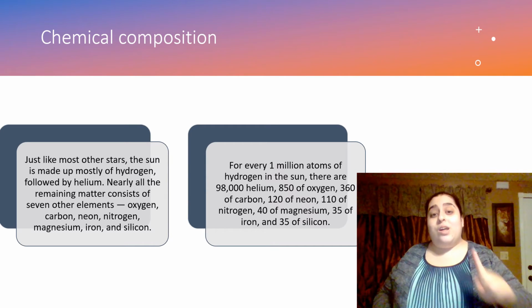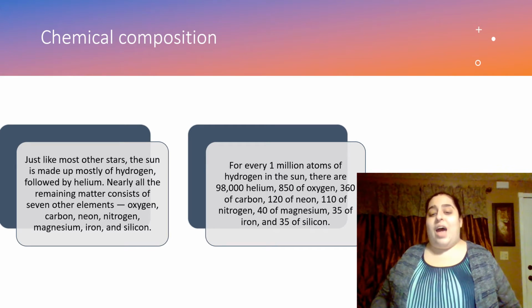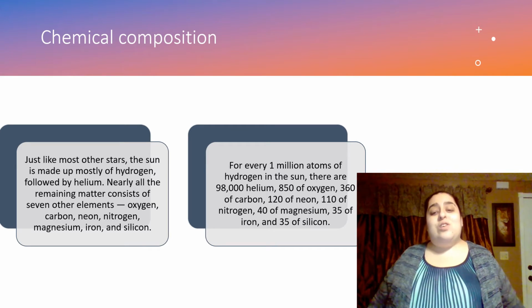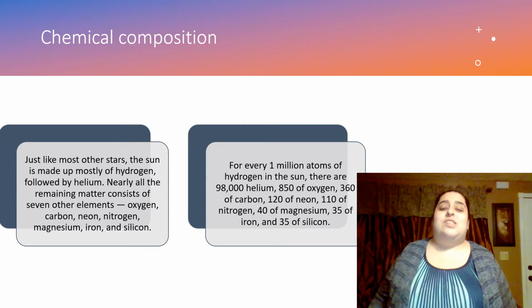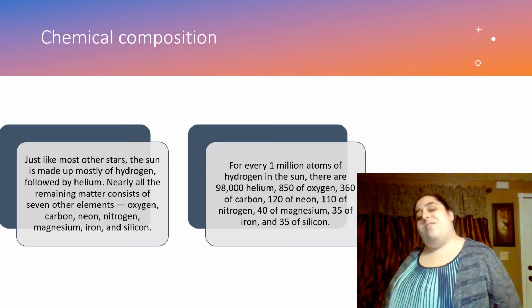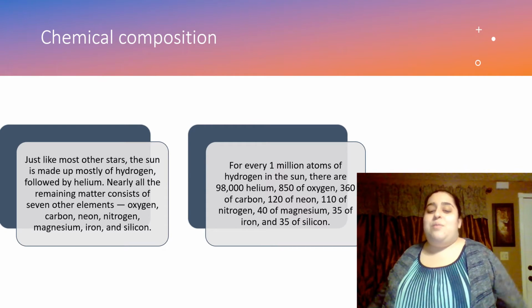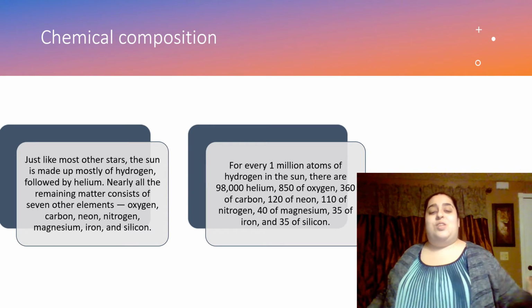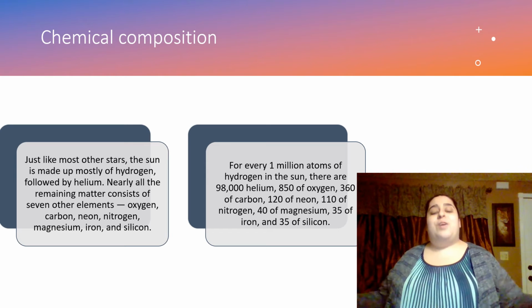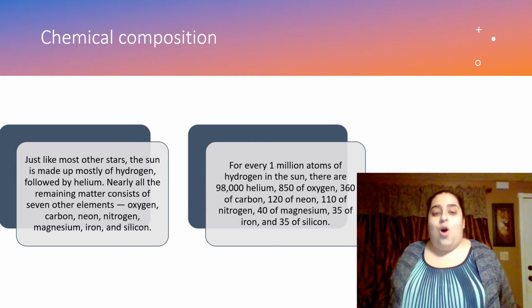For every 1,000 hydrogen atoms, the sun has 98,000 of helium, 850 of oxygen, 360 of carbon, 120 of neon, 110 of nitrogen, 40 of magnesium, 35 of iron, and then 35 of silicon. So the sun is made of very, very different material altogether.